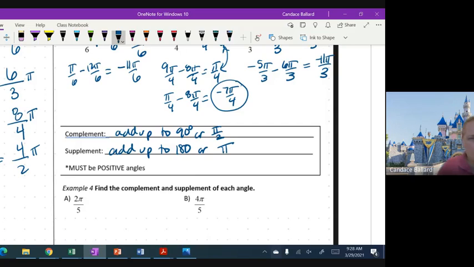Give me just a second. I want to make sure I am doing this the right way. This is acting silly.